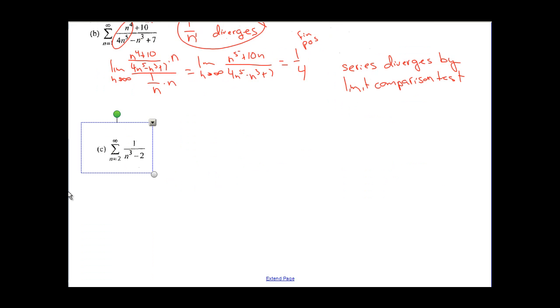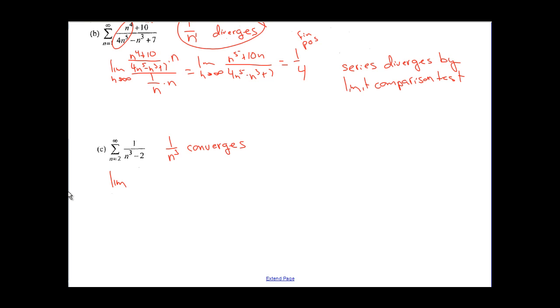In our last example, I'm going to compare this one to 1 over n to the 3rd. And by the p-series test, this converges because p is greater than 1. So this one converges, and then we go through the same process.